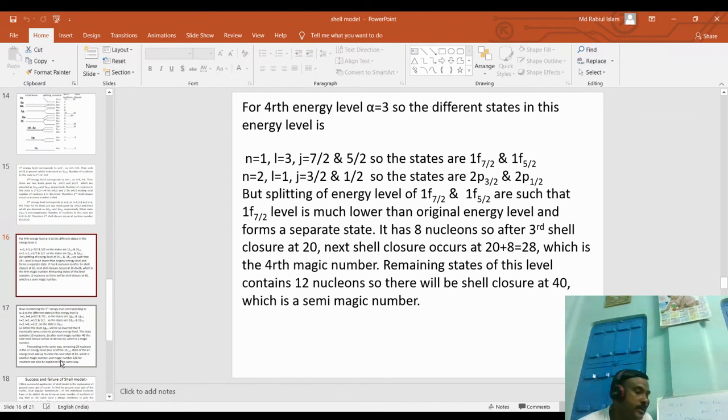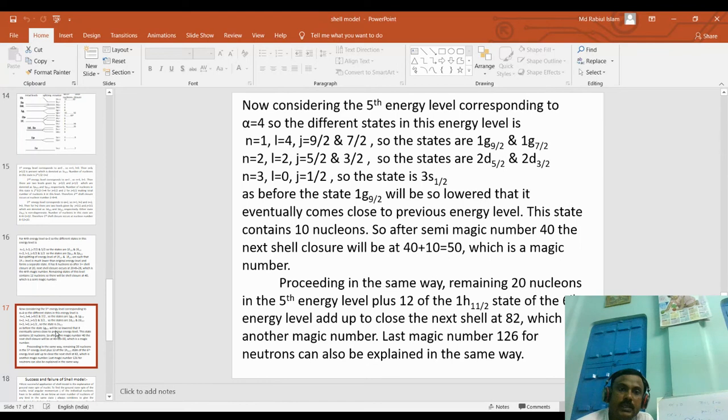Now, next we have to consider the success and failure of the shell model. It has a triumph, that it can explain magic numbers, which are natural, nicely, such that we have a solid ground in considering the shell model. This is a success, but there are some limitations of the shell model. We will discuss it in the next class.